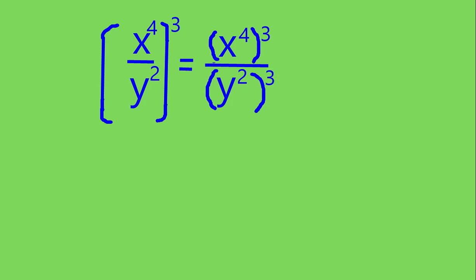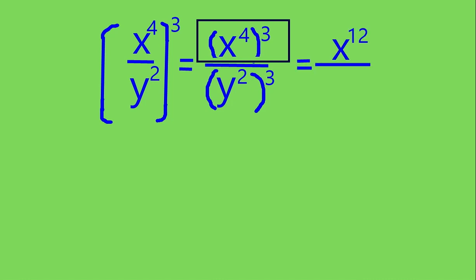For x raised to the power of 4 and outside the bracket raised to the power of 3, we multiply the powers and that will give us x raised to the power of 12. Similarly, we do the same for y. Multiplying the powers, we get y raised to the power of 6.